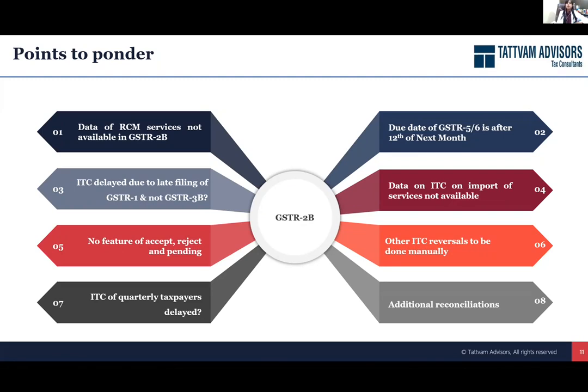As it is, we were doing 2A versus purchase register, and 2A versus 3B. Now, with 2B coming into play, there will be another set of data which needs to be reconciled. You might have to look into 2A versus 2B and see what is missing in 2B, and how you can push your vendors to do their filings, do their reporting, and so on.